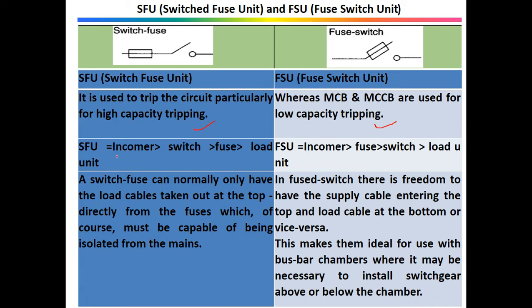In SFUs, first we take an incomer, then it passes to the switch, then the fuse, and the load unit. However, in FSUs, the path will be incomer, fuse, and switch, and the load unit. A switch fuse can normally only have the load cables taken out at the top directly from the fuse, which of course must be capable of being isolated from the mains. So this is the property here. That means every time we have to take it out at the top. However, in case of this FSU, we can take it from even top or bottom or vice versa.